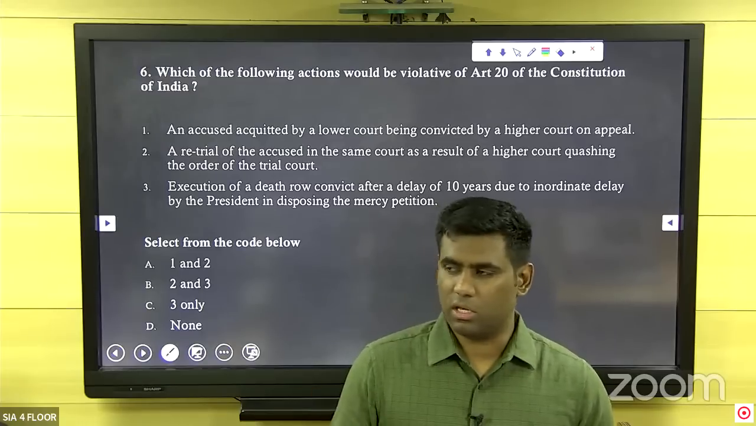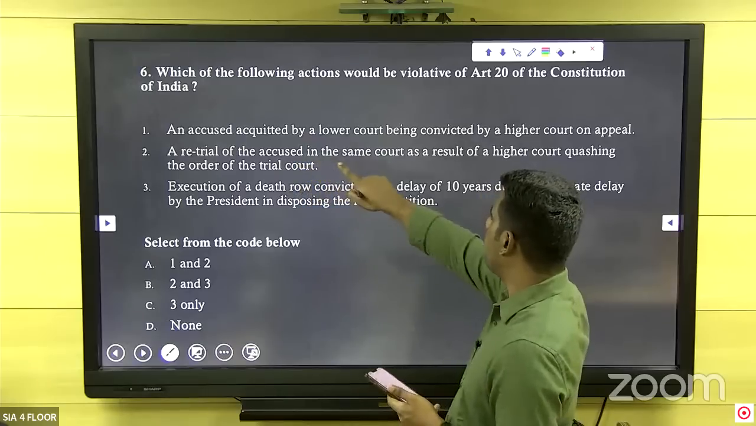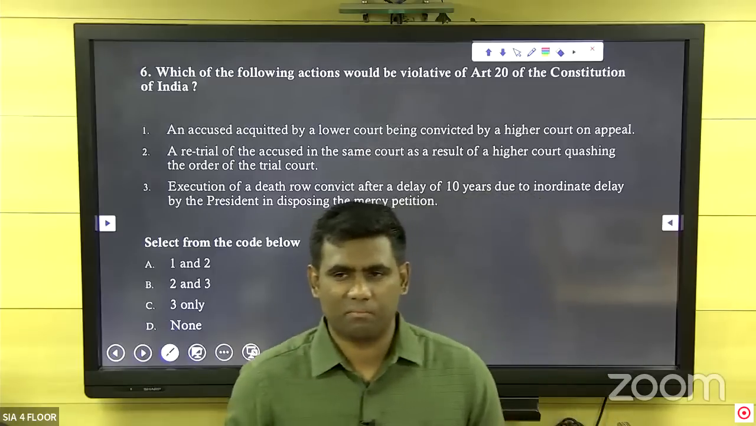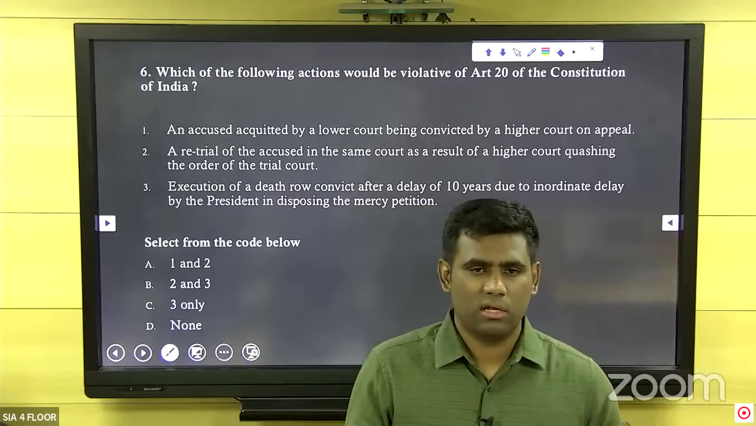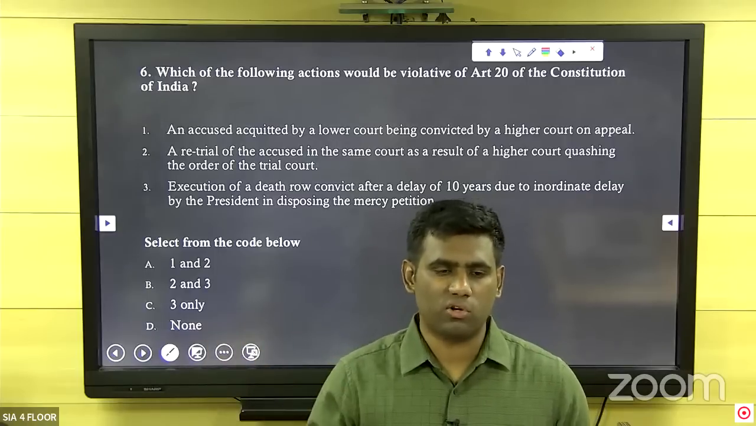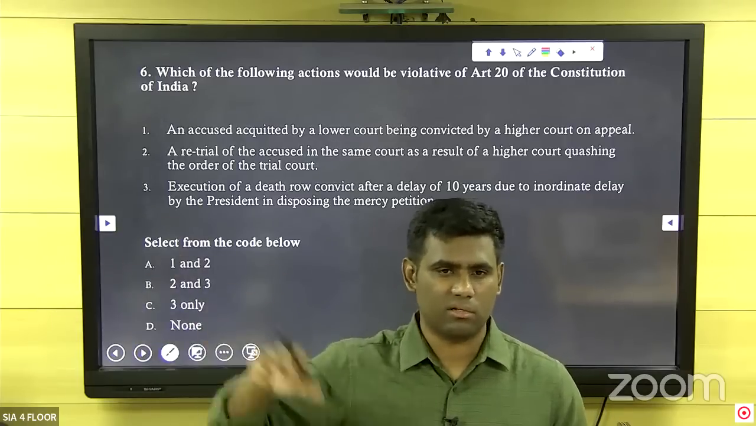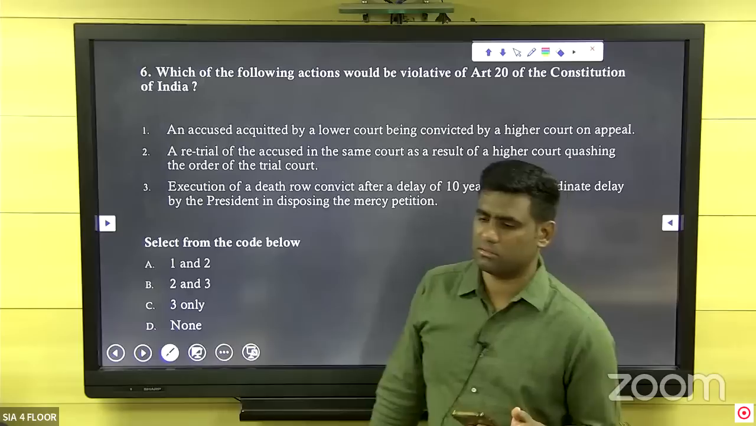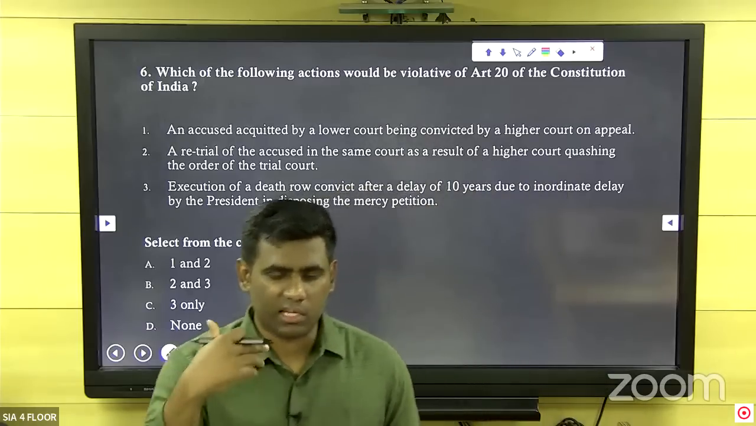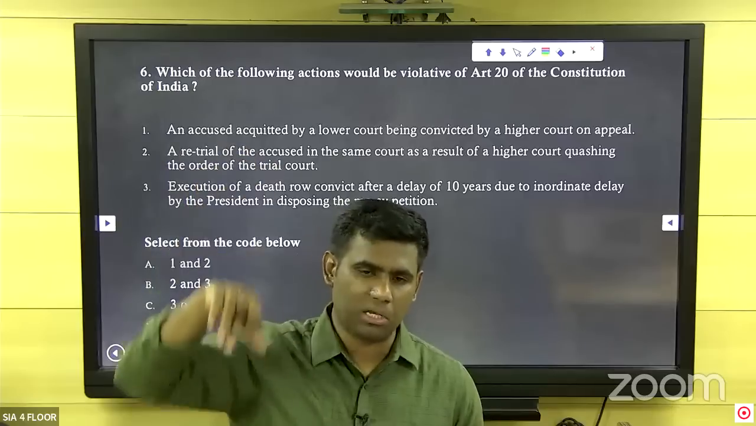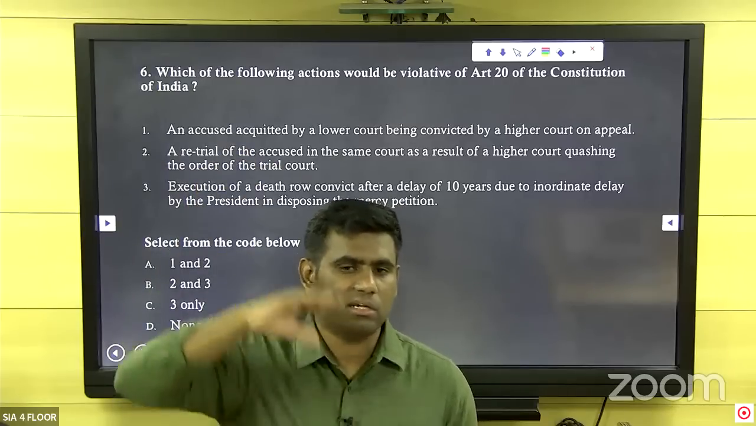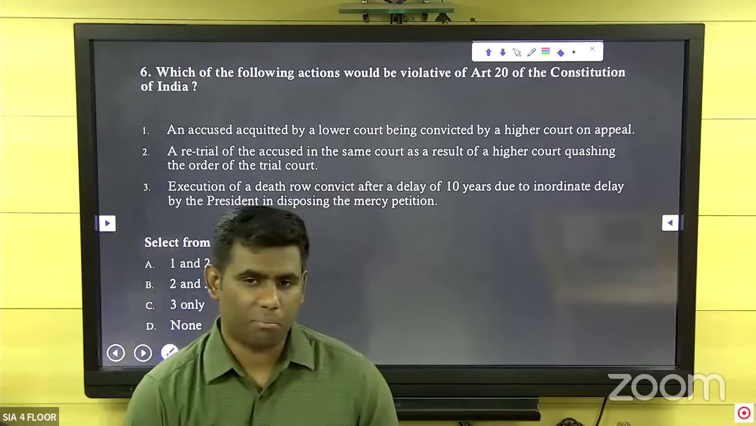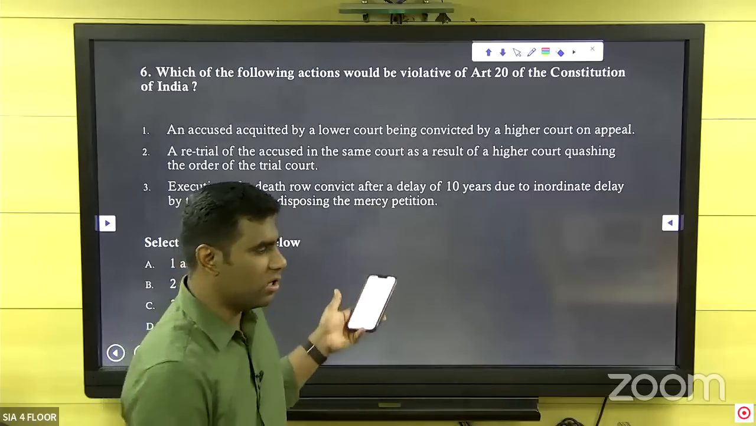It's simple. First, an accused acquitted by a lower court being convicted by a higher court on appeal. It's a part of the same case. The court is yet to punish you. It's not two different cases, not two different instances when the same offense is being tried. The first court has not even punished you; it has acquitted you completely. But there could be an error in the way the case was disposed, so the state would have gone on appeal. It's not that a second trial is being taken up. The correctness of the first trial is what is being examined by the appellate court. So this would not amount to double jeopardy.